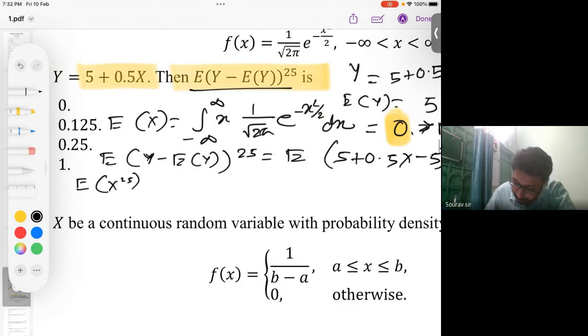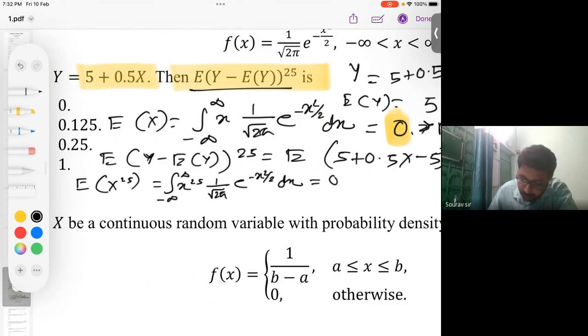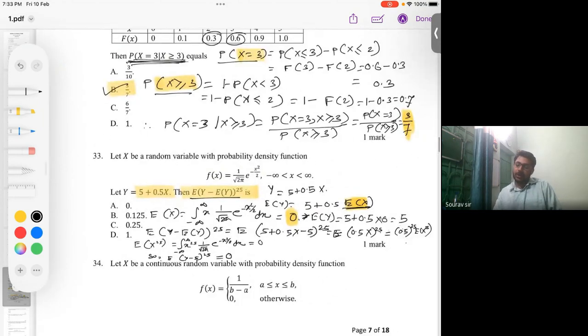To find out this value, we'll write it as integral from minus infinity to plus infinity of x to the power 25, 1 by root 2 pi e to the power minus x square by 2 dx, which is equal to 0. So E of (0.5 x) whole to the power 25 is equal to 0. In this way, we can say that the correct answer of this problem, the value of E of Y, is equivalent to 0. So option A will be the correct answer.